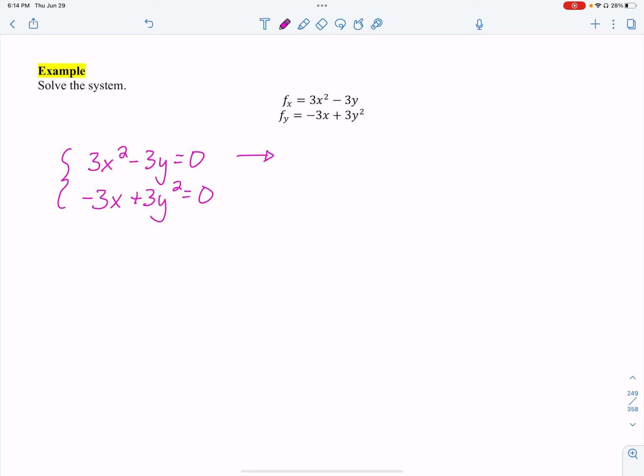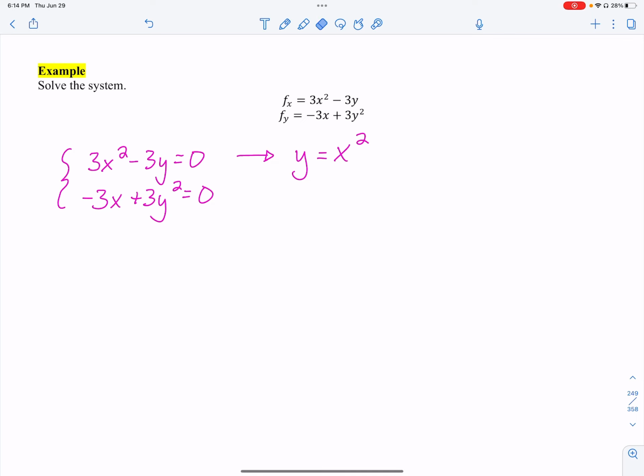I'm thinking maybe we can do this. Y is equal to x squared. If I take the negative 3y over, I got negative 3 on the right. Divide by negative 3, then they're gone, and that's what I get left with. Okay, what I'm going to do here is I'm going to take y, rather, and plug that into the other equation.